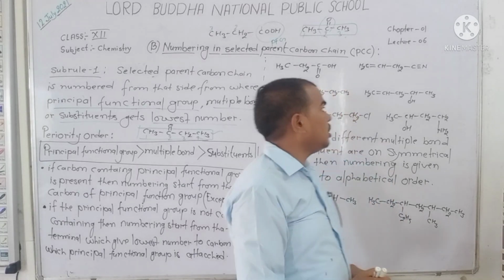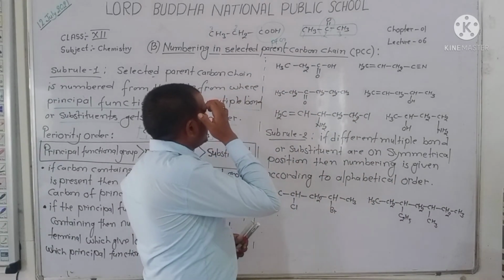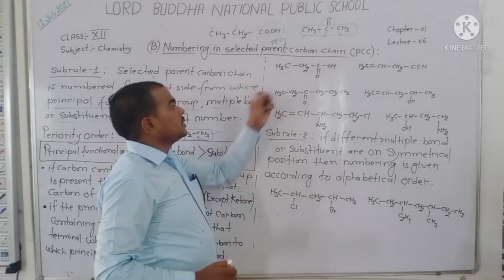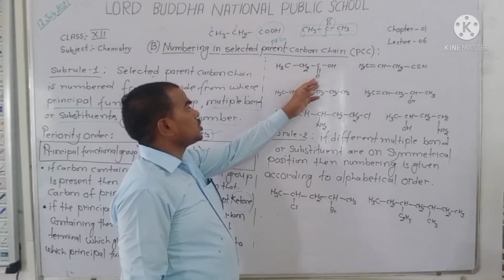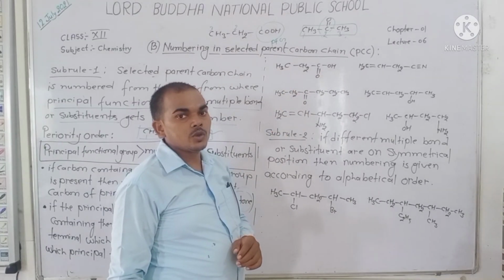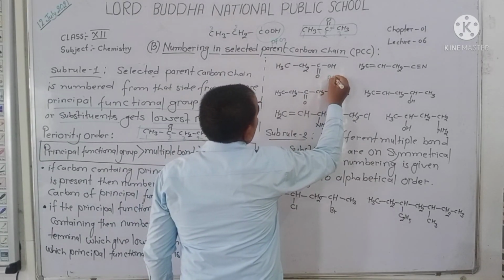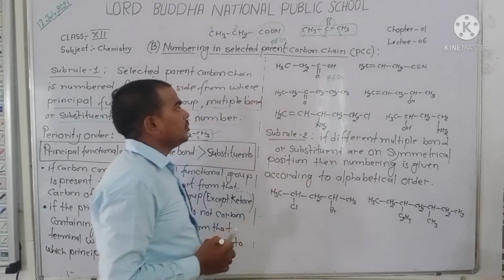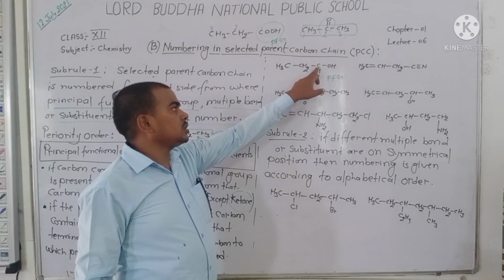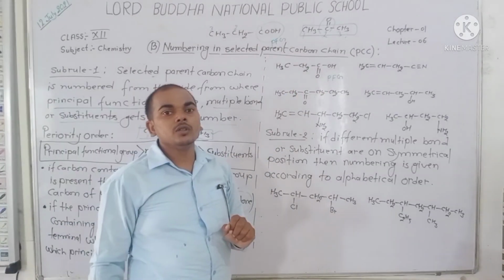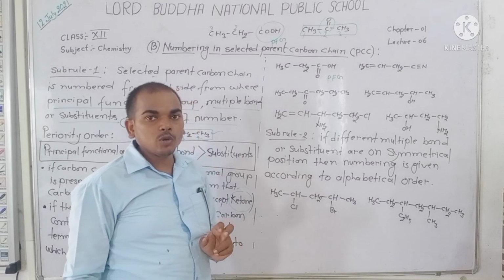Now let's start. The given example is CH3CH2COOH. Dear student, you know that here a principal functional group is present. The principal functional group is COOH, which is the carboxylic group.